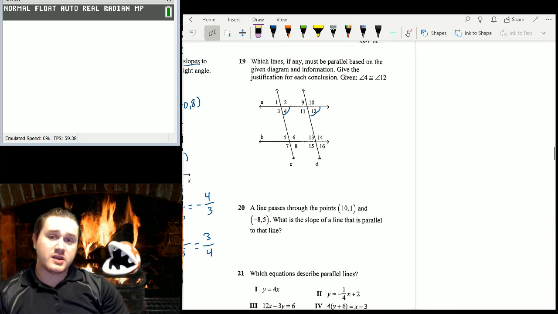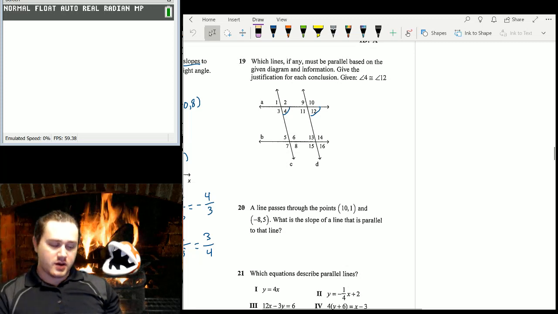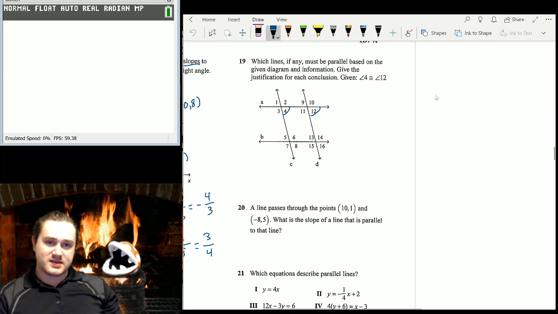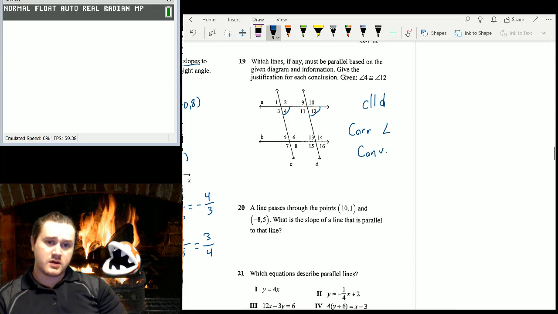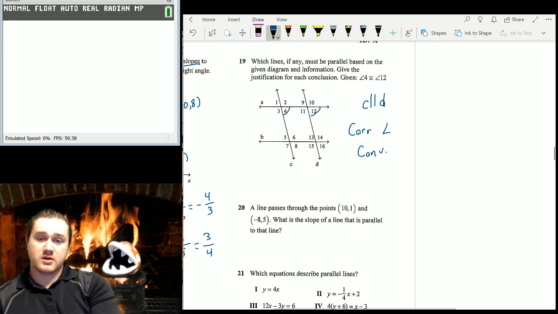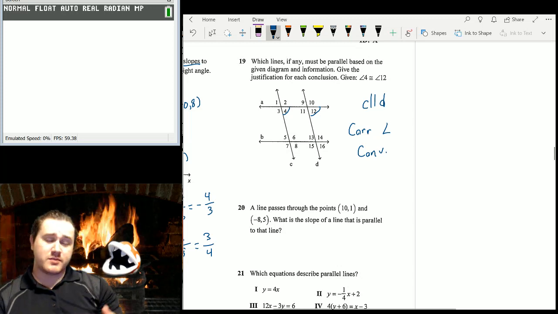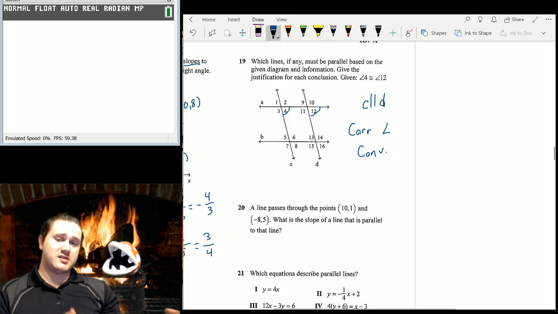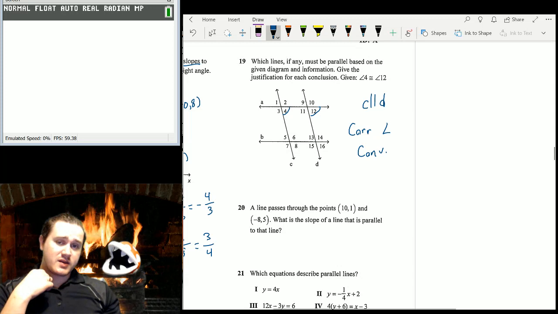Alright, so looking at this, we notice that we have a transversal that is actually going through both lines C and D. So since those are corresponding angles and they're congruent and it's going through C and D, we can say that C is parallel to D by the corresponding angle converse. Okay, now, so again, it's basically just looking at which ones are being related and then figuring out if it's corresponding, alternate interior, alternate exterior, same side interior. It's going to give like a reason off of it.